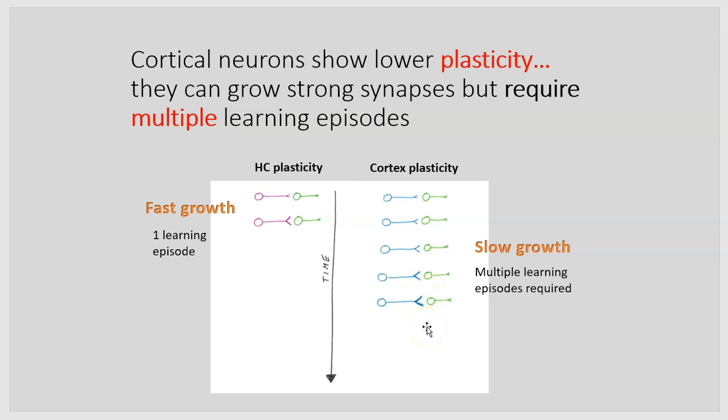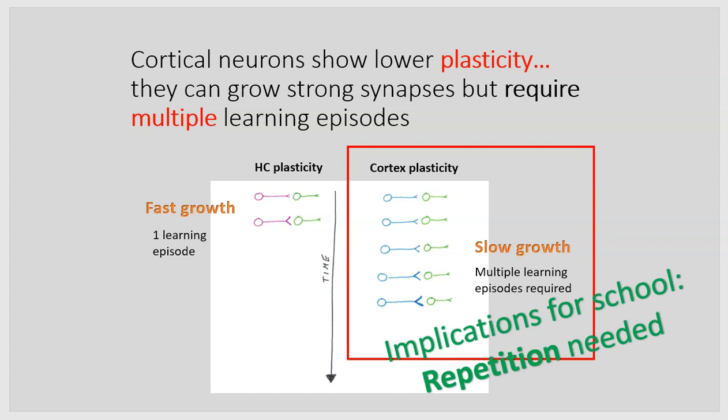So if we want to build strong cortical memory traces, we've got to allow for the fact that cortical neurons show lower plasticity. So we've got to hit them repeatedly to help them strengthen those connections. And this has obvious implications for school. Repetition is needed. We must repeatedly study the same information, spaced out in time, so we give our brain a chance to strengthen those cortical synapses.